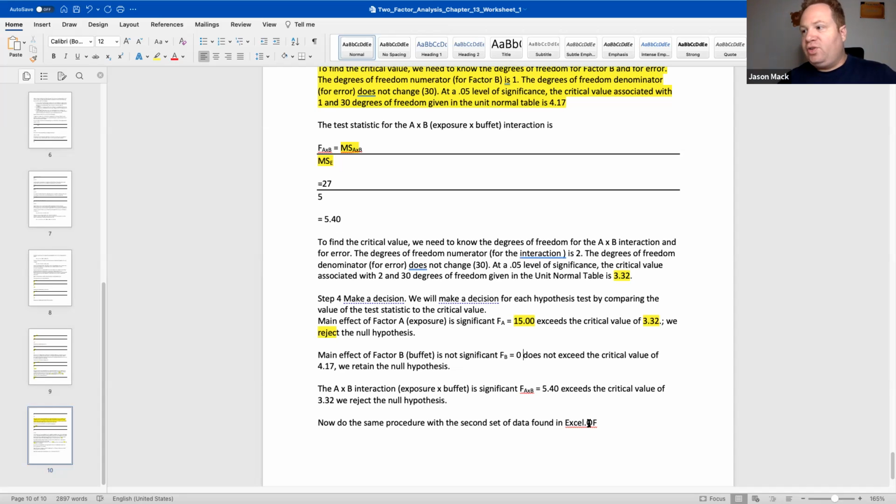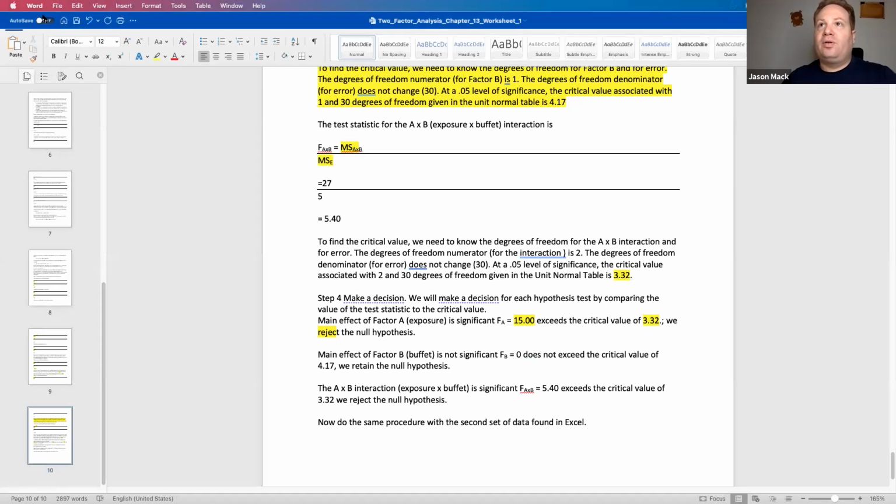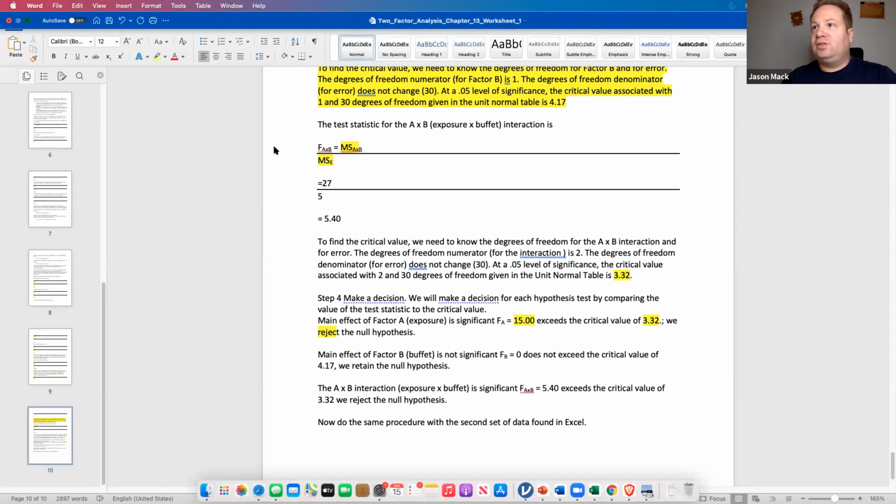There we go. So now do the same procedure with the second set of data found in Excel. So just walk through the steps I just gave you, step by step, rewind, pause, etc. And what we're talking about right here is, I probably have to reshare again, but if we make this smaller and we go back to Excel, as soon as it'll let us.